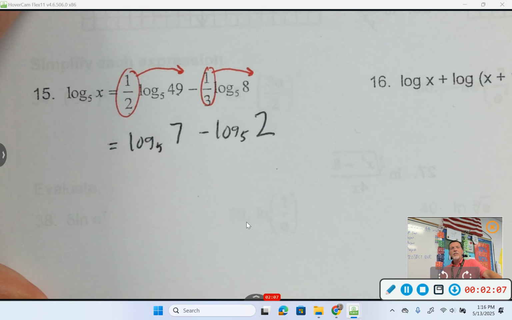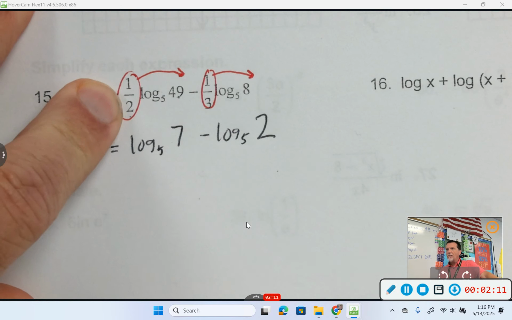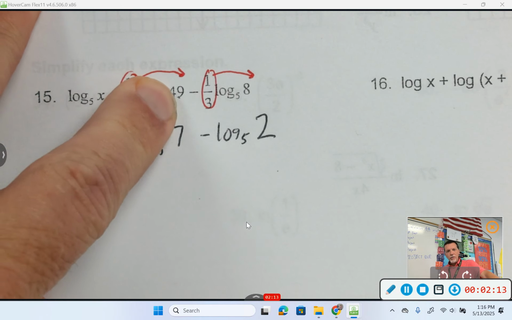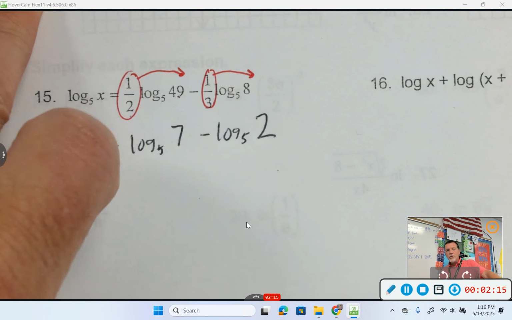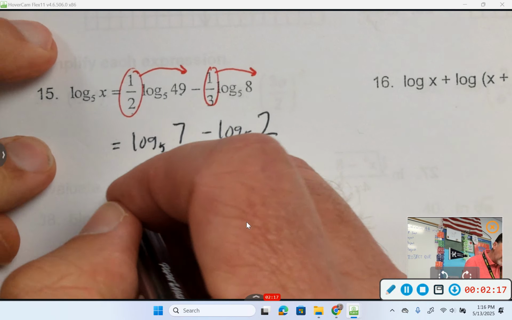And again, there's a lot of little math stuff going on in the background there, right? You have to know that a power of 1/2 is a square root. You have to be able to take the square root of 49. Hopefully you can do all that relatively quickly without having to write everything down.